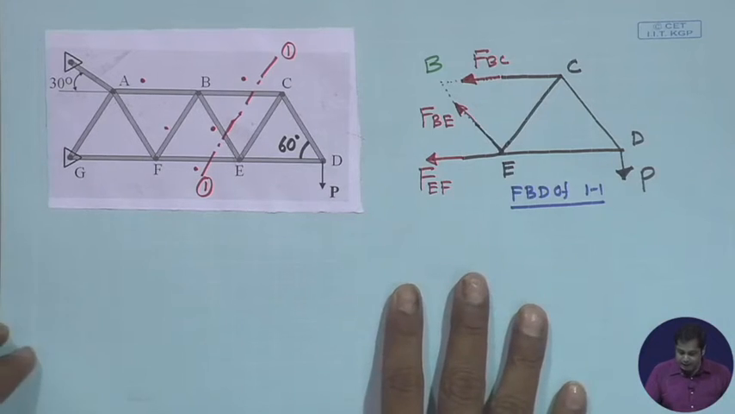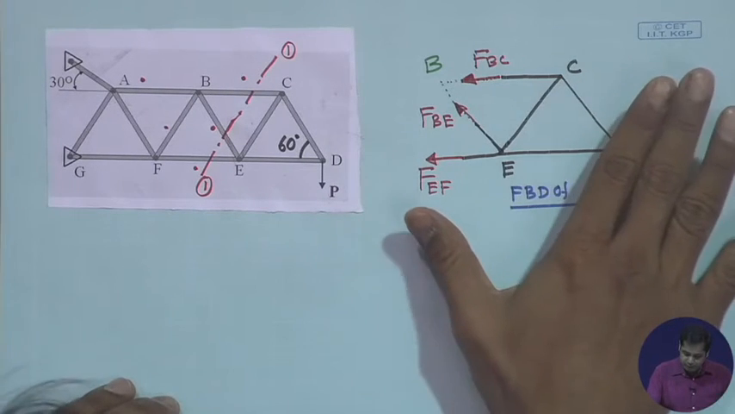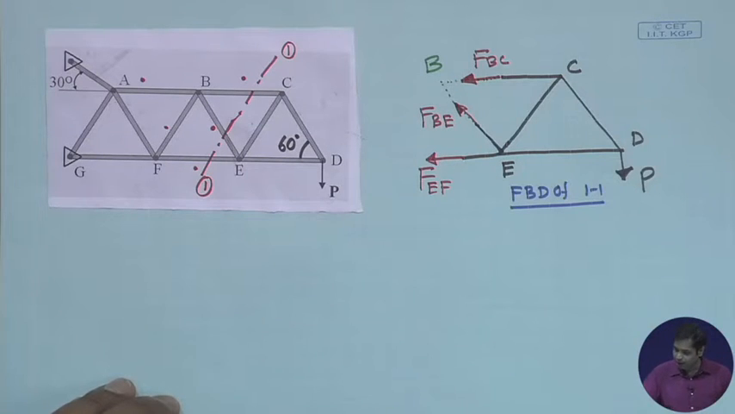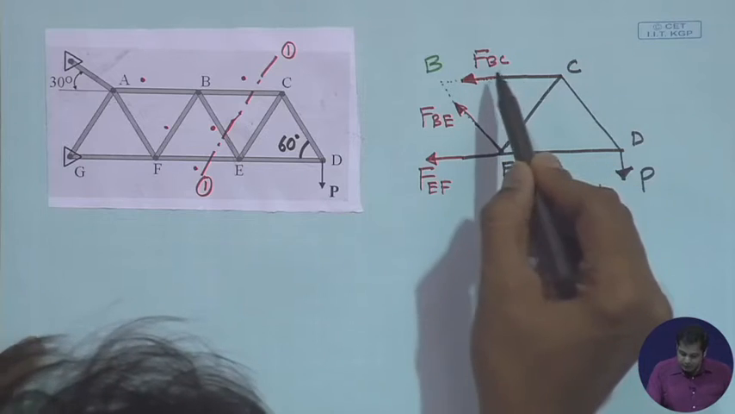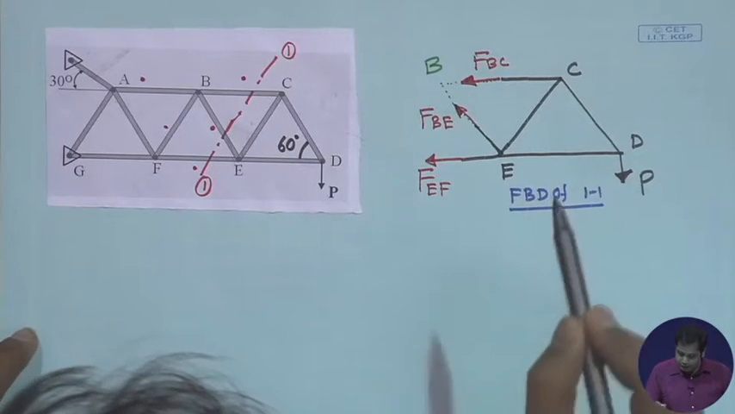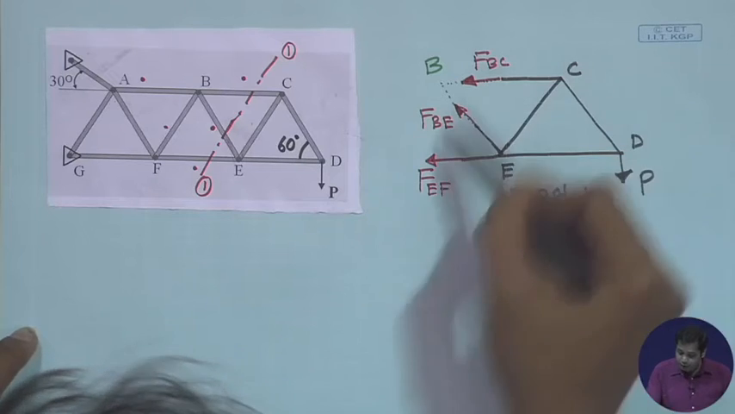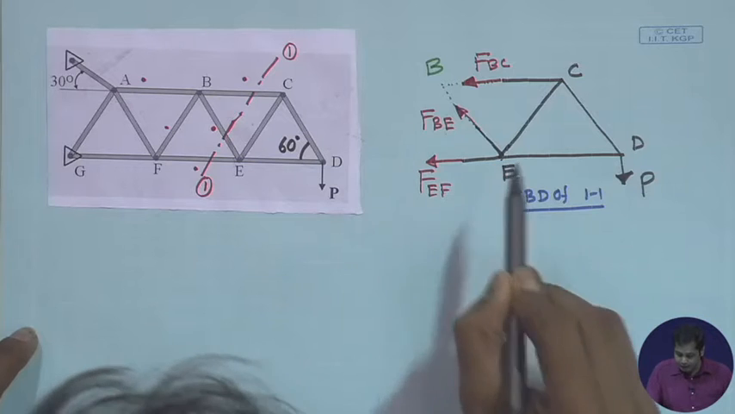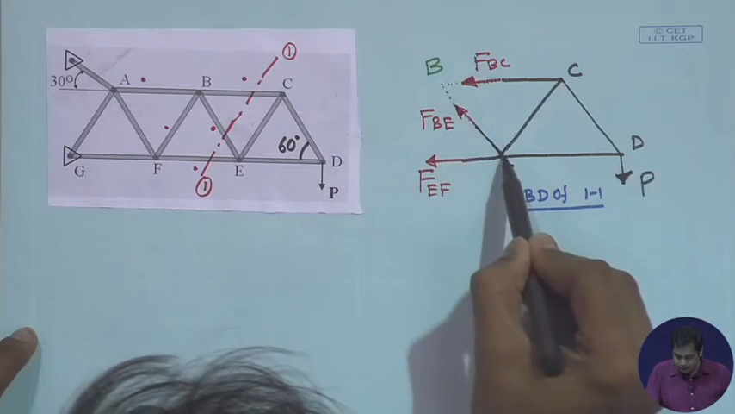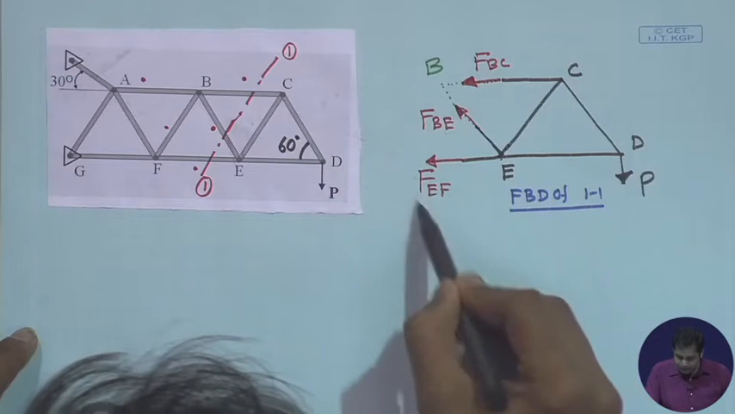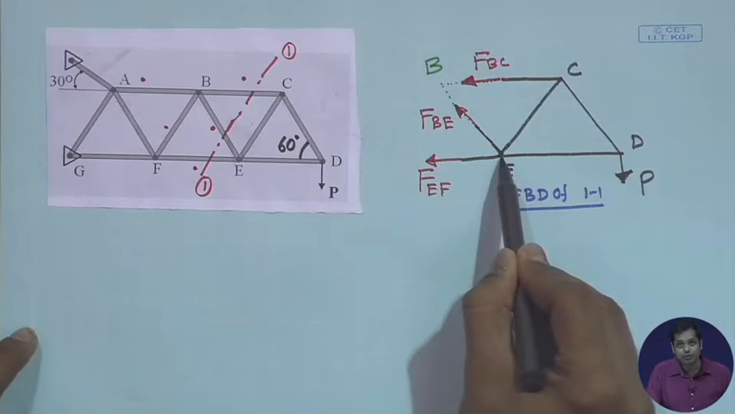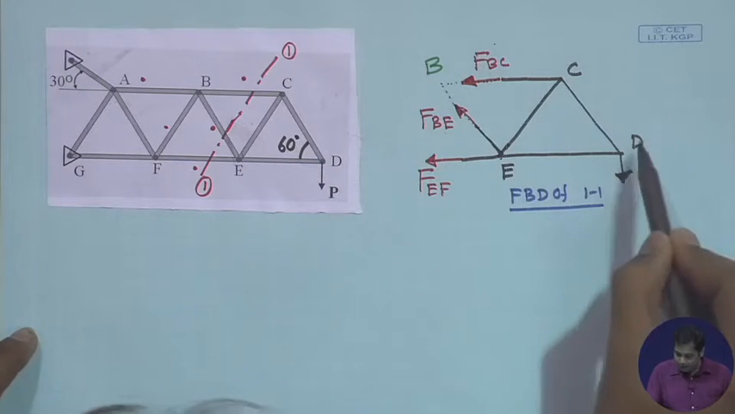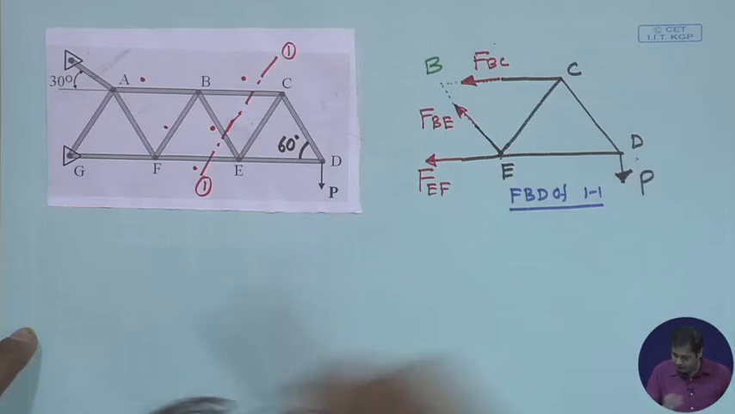Now the next step is to apply the equilibrium conditions on this free body diagram. First we need to determine member force BC. How many unknowns do we have here? We have 3 unknowns. If we take moment about E, then BE will not contribute because its line of action passes through E. EF will not contribute because its line of action passes through E. So the only forces that will contribute are member BC and the externally applied load P.